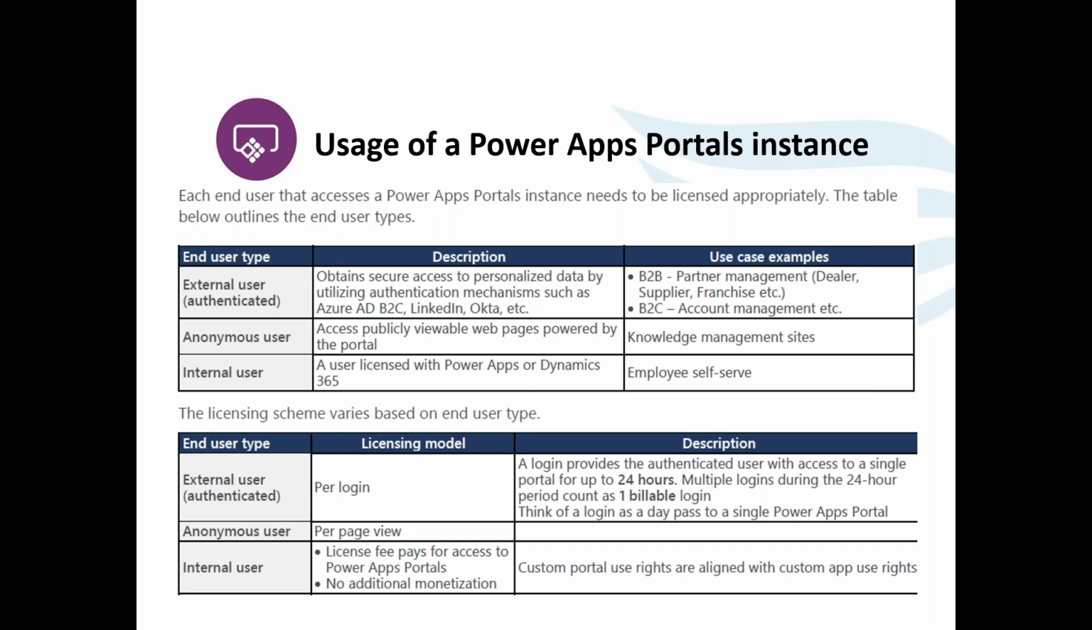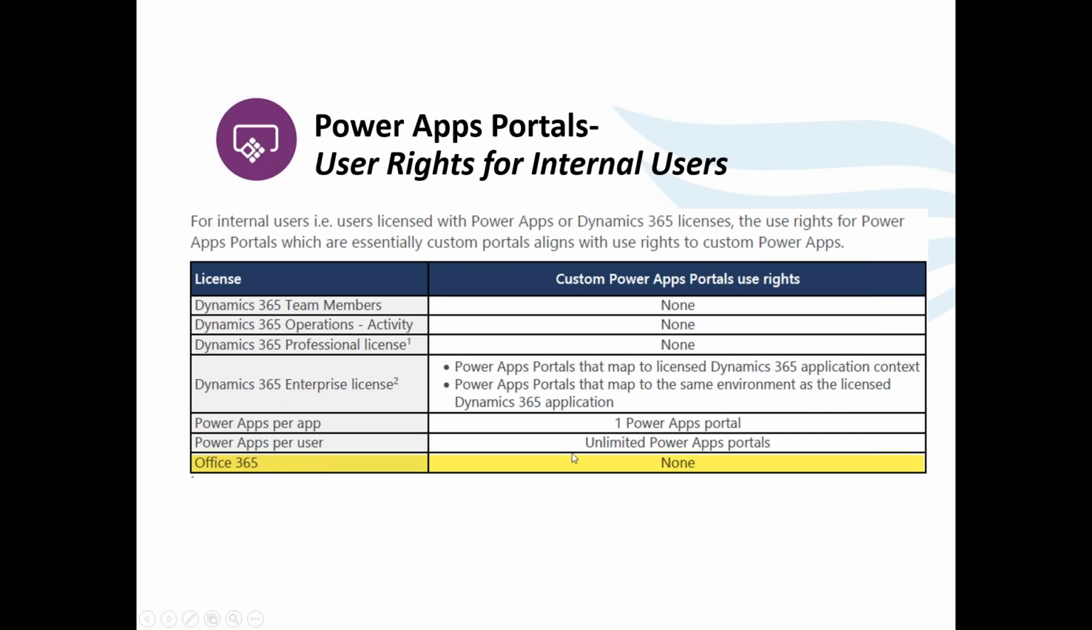And internal users, if they are on one of the PowerApps standalone plans or Dynamics, there's no extra cost. They can use as much as they want, aligned with the app. If they're $10 per user per month and have one portal, they can use one portal. If they're $40 per user per month with unlimited portals, they can use all the portals that you create. So it's tied into whatever plan you have for internal use. Again, there are authenticated external users, anonymous external users, and internal company users, and they all have slightly different licensing mechanisms.